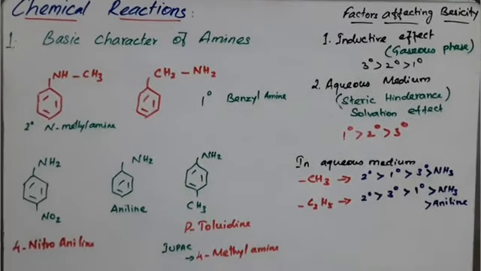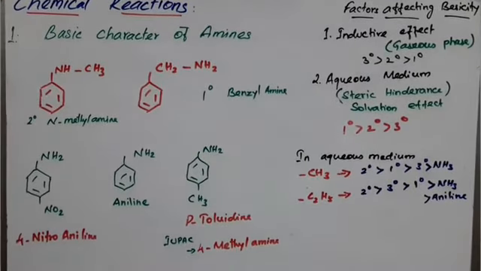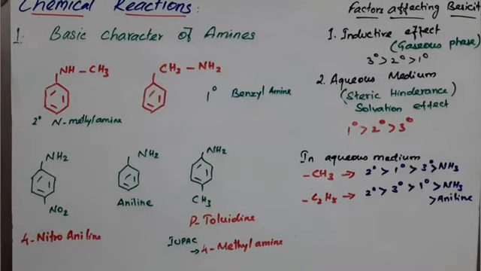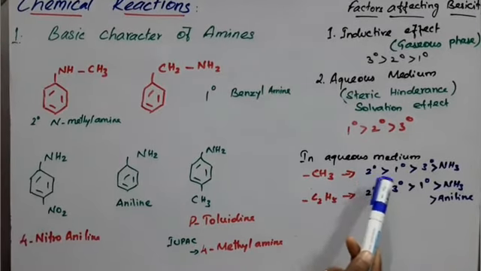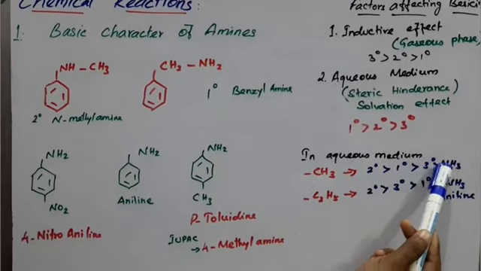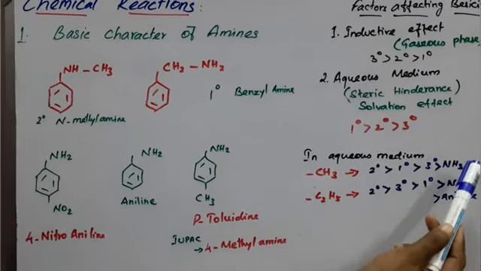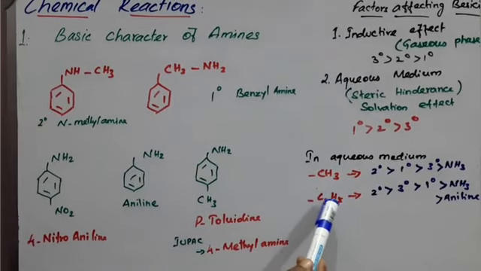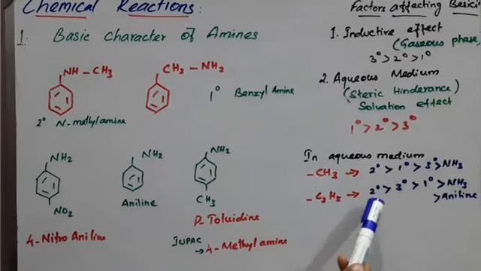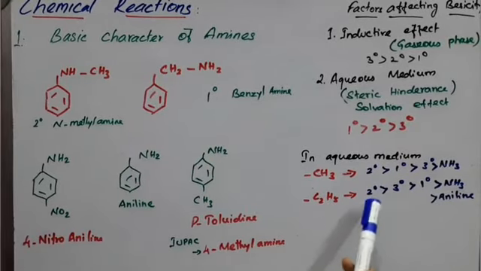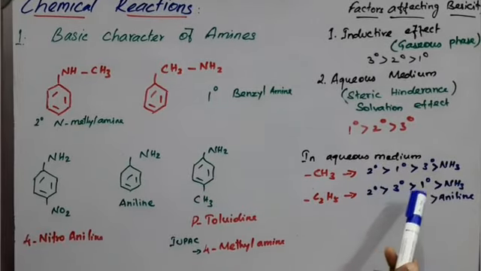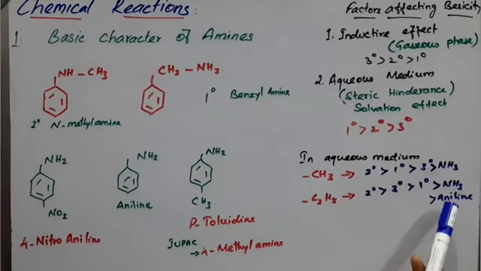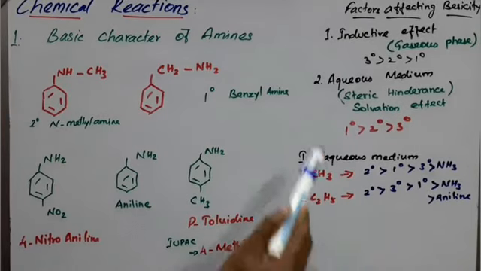Okay, so at the same time, for the methyl substituted alkyl amine, the basicity order is secondary, primary, tertiary, then ammonia and aniline, the aryl amine. Suppose for the ethyl substituted alkyl amine, the basicity order is secondary, tertiary, primary, ammonia and the aryl amine or aniline. Okay, so keep it in your mind.